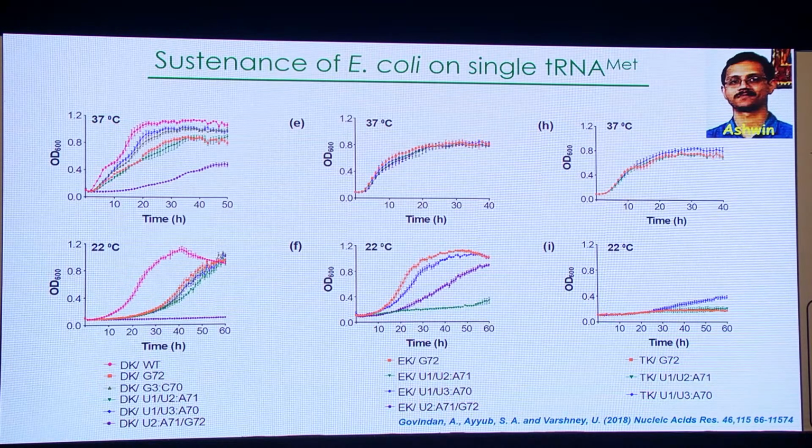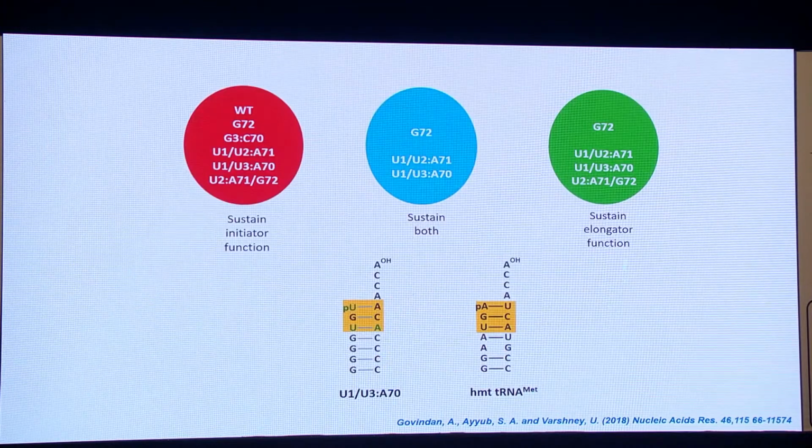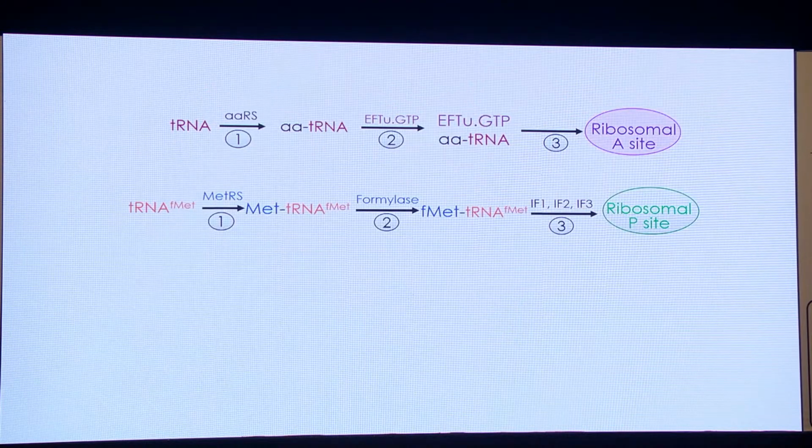Basically, if you now look at what is happening here, so these are the elongation function, initiation function, these mutants sustain both activities. And if you now compare, the U1, U3, A70 was the best mutant in the earlier slide. And if you compare these with the human mitochondrial tRNA, you will notice quite a bit of resemblance here. So I think evolution has really come up with the idea of how to sustain this strain on a single methionine tRNA.